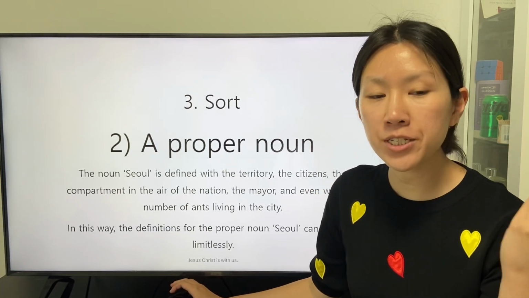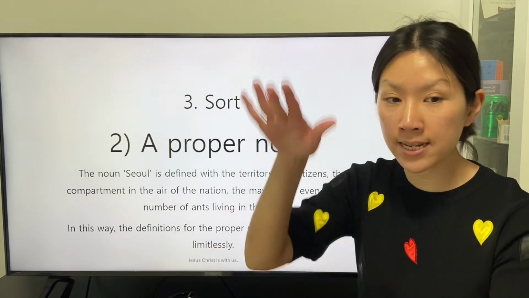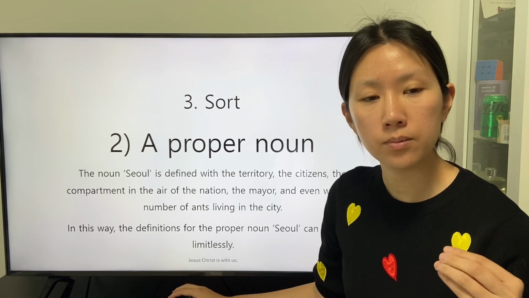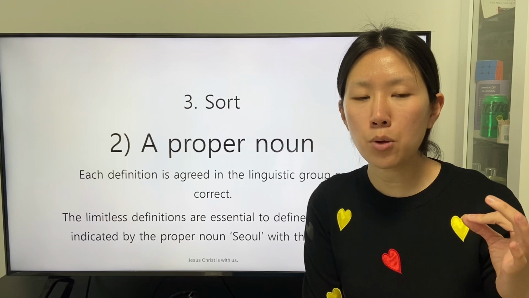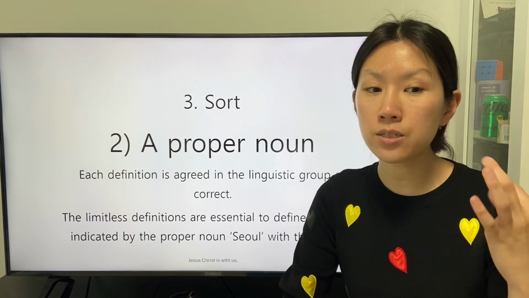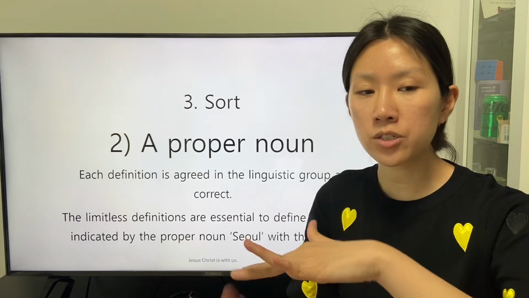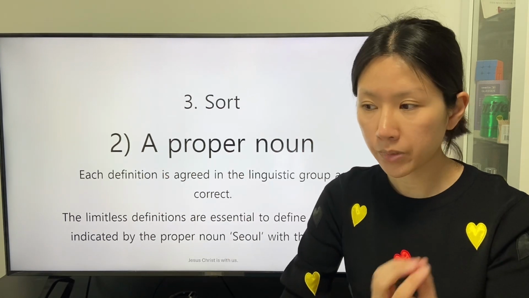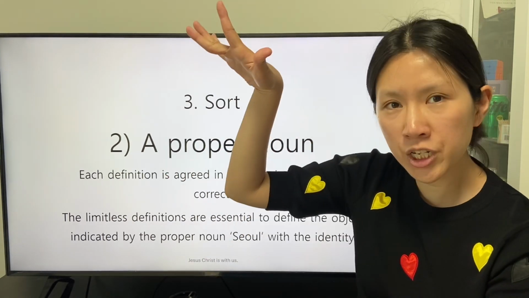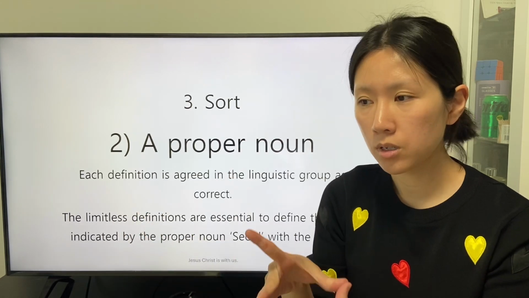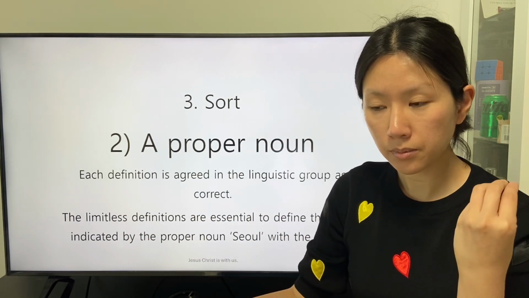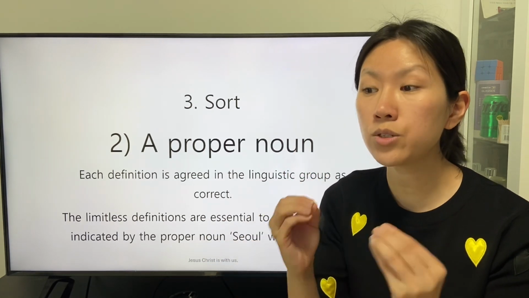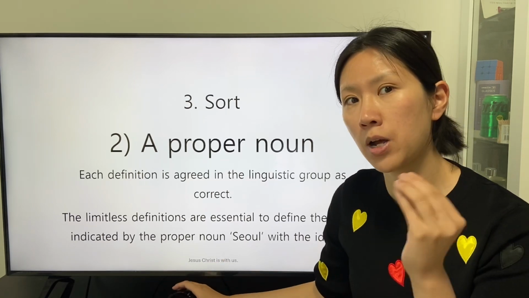In this way, the definitions for the proper noun Seoul can be listed limitlessly. Each definition is agreed in the linguistic group as correct. The limitless definitions are essential to define the object indicated by the proper noun Seoul with the identity. The definitions for the proper noun Seoul are accorded only to the object indicated by the proper noun Seoul.